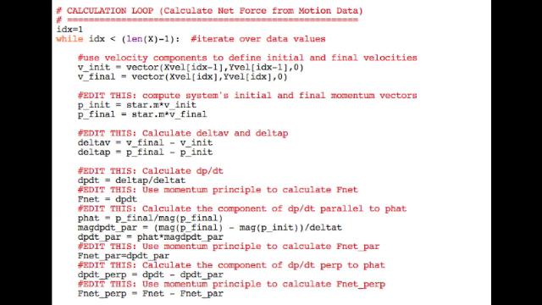The parallel component of the change in momentum was found using the formula delta P divided by delta T times P hat. Fnet parallel was equal to this value as well. The perpendicular components are found simply by subtracting the parallel components from either the total change in momentum or the total force, respectively.